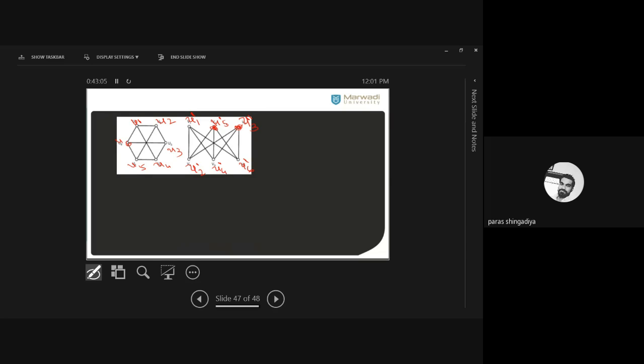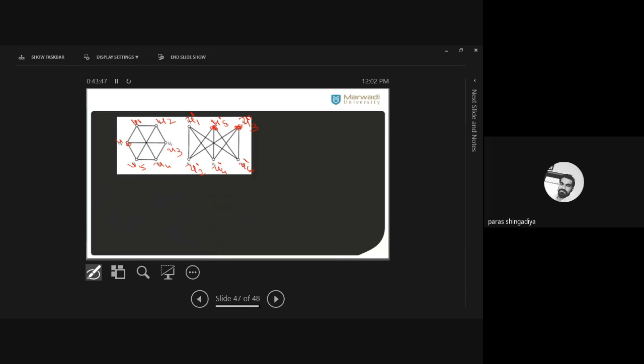So now you can see that here U2 is adjacent with U1, U3 and U5. So here U2 dash is adjacent with U1, U3 and U5. U4 is adjacent with U3, U5 and U1. So U4 dash is adjacent with U1, U3 and U5 dash. Clear? So the image of every vertex exists here. So they are isomorphic.